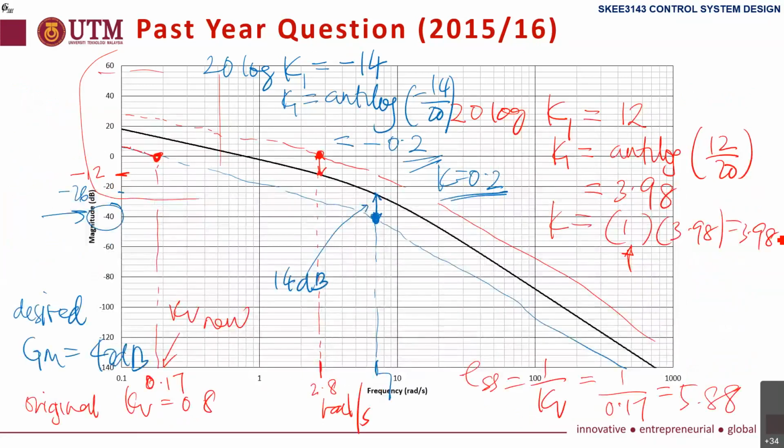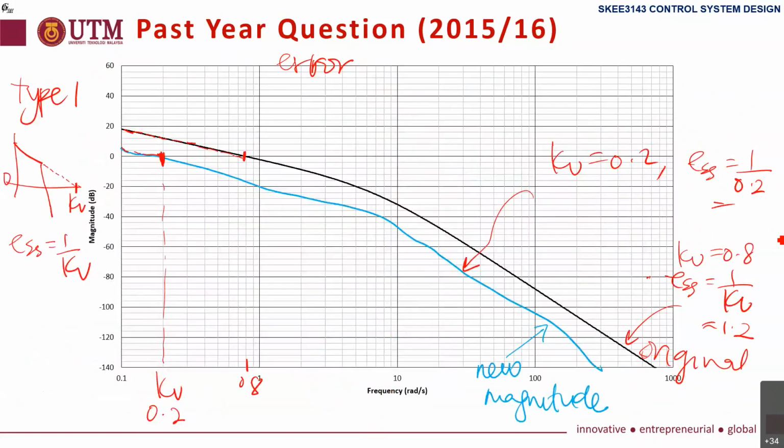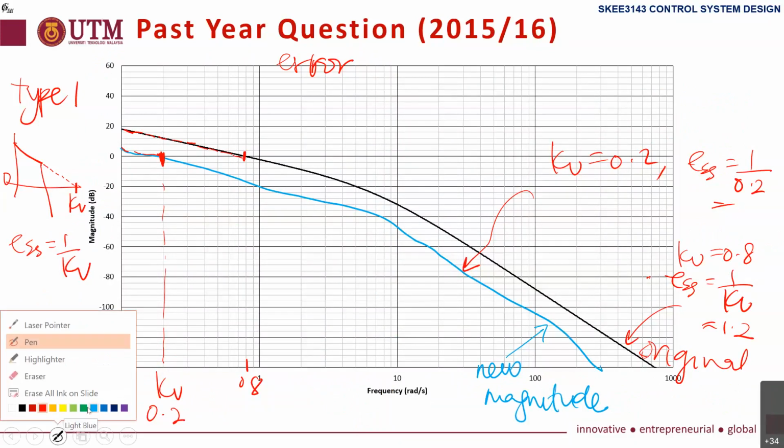The actual one here, we say kV 0.17 something. Okay, this is just another example. Just to show you, when we reduce the magnitude, the kV also reduces. And when kV reduces, error will increase.